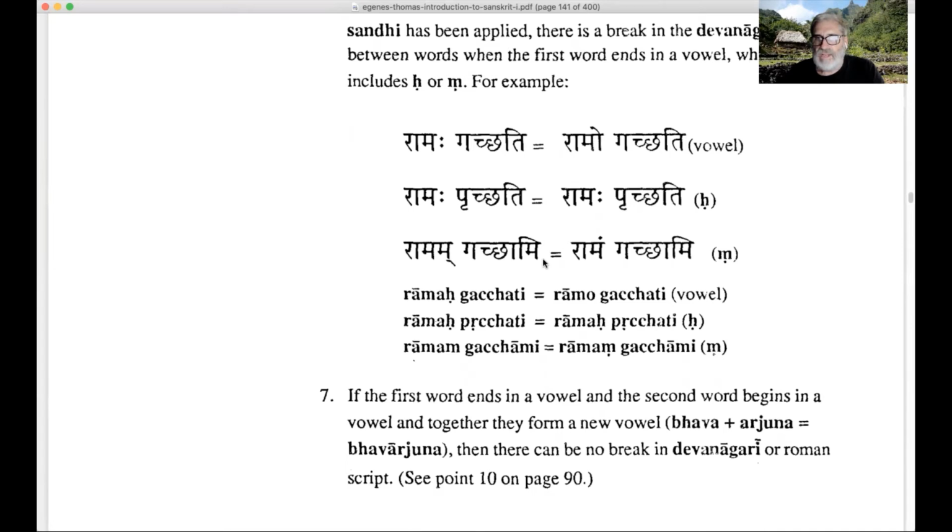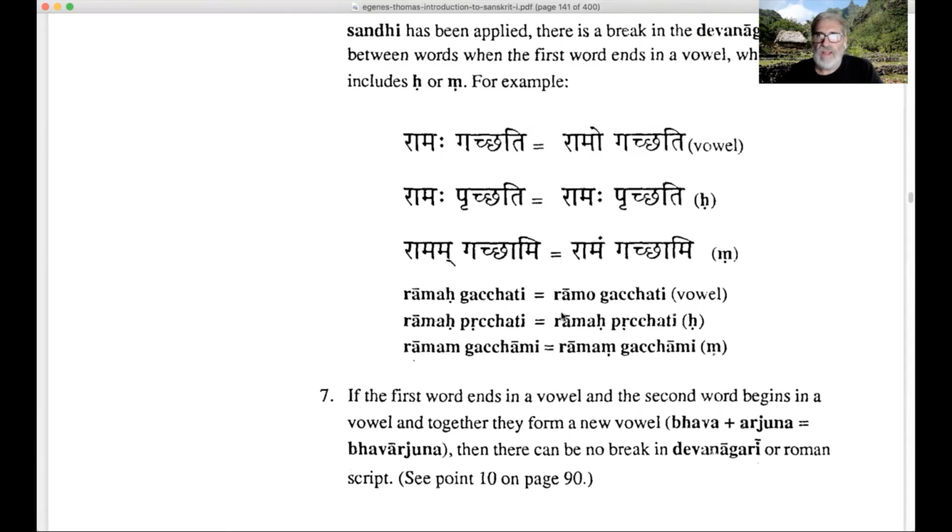Ramam gachami. What happens when that M is at the end of the first word and the next word is a consonant, ga is a consonant, so it turns into that dot on the top in the Devanagari, which is the anuswara. So it's Ramam gachami. Here we have the transliteration of those things.